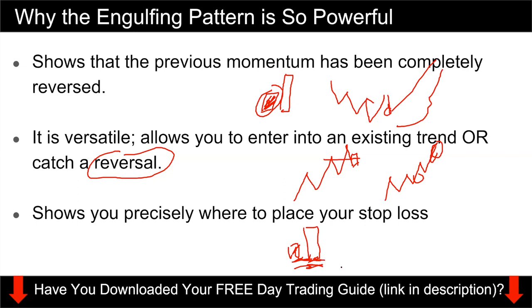So it is very clear when you are trading an engulfing pattern, it tells you precisely where to place your stop loss. So no guesswork. Okay, you see an engulfing pattern, just place the stop loss below or above, depending on whether you are buying or you are selling. If you are buying, then you want to put your stop loss below the low. And if you are selling, you want to put the stop loss above the high of the engulfing pattern.